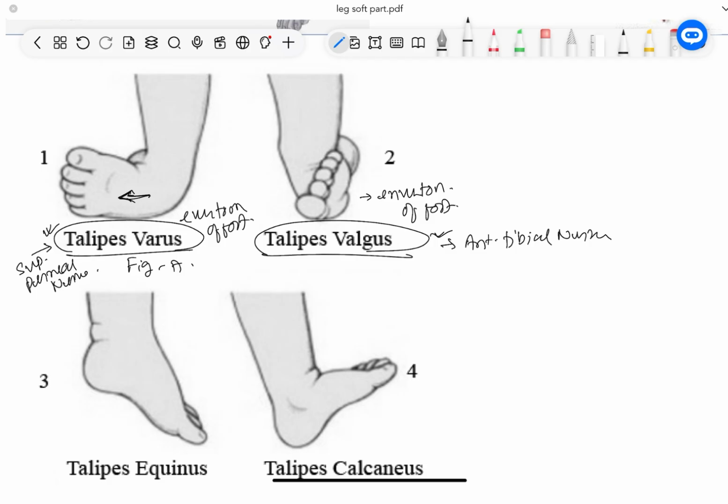What are those? Tibialis anterior, extensor hallucis longus, extensor digitorum longus, and peroneus tertius. But here mainly you have to remember the muscle is the tibialis anterior. Please keep in mind, here mainly muscle will be the tibialis anterior, as it is doing inversion of foot. So these muscles get paralyzed, anterior tibial nerve is injured, so the foot will give talipes valgus type of feature.